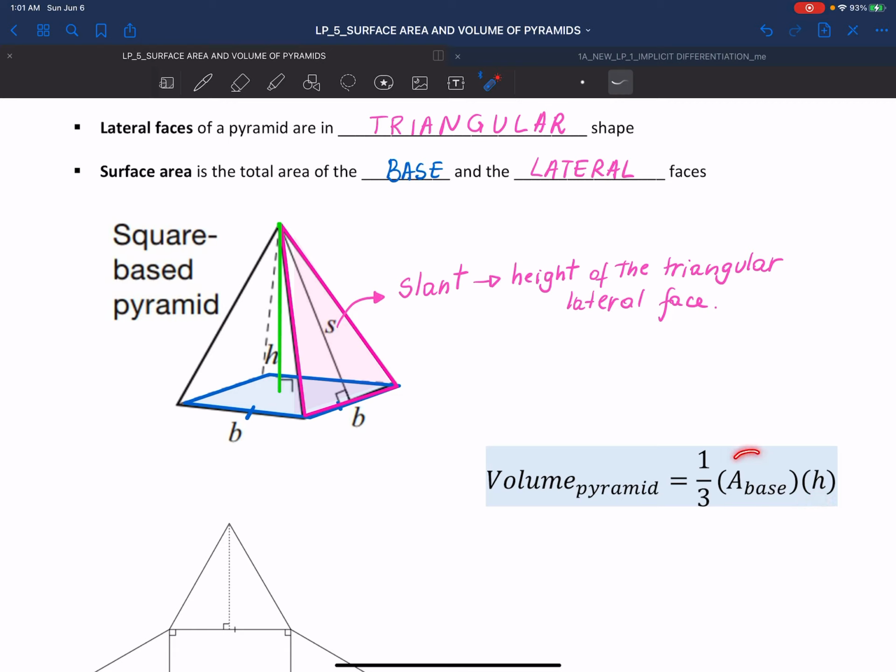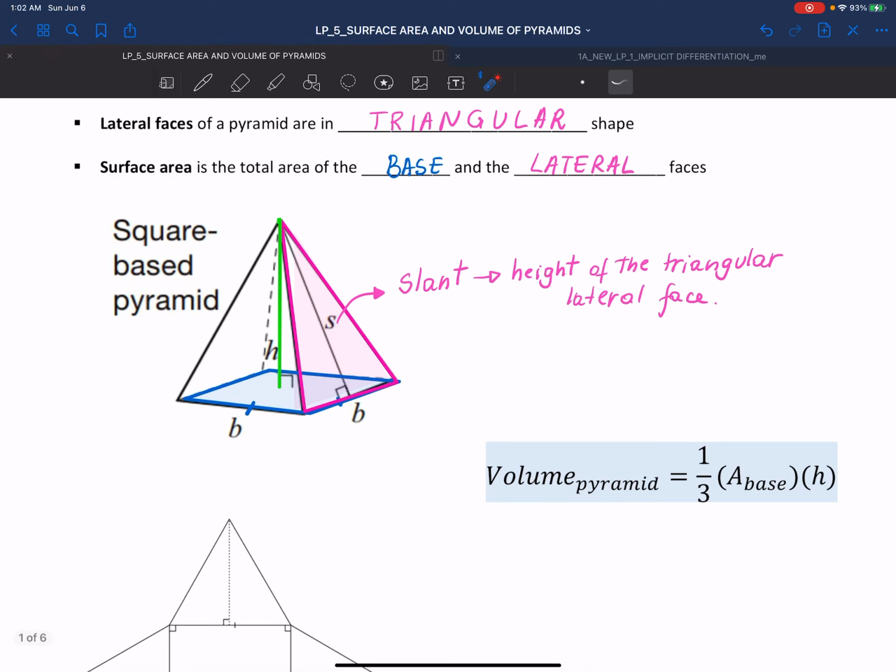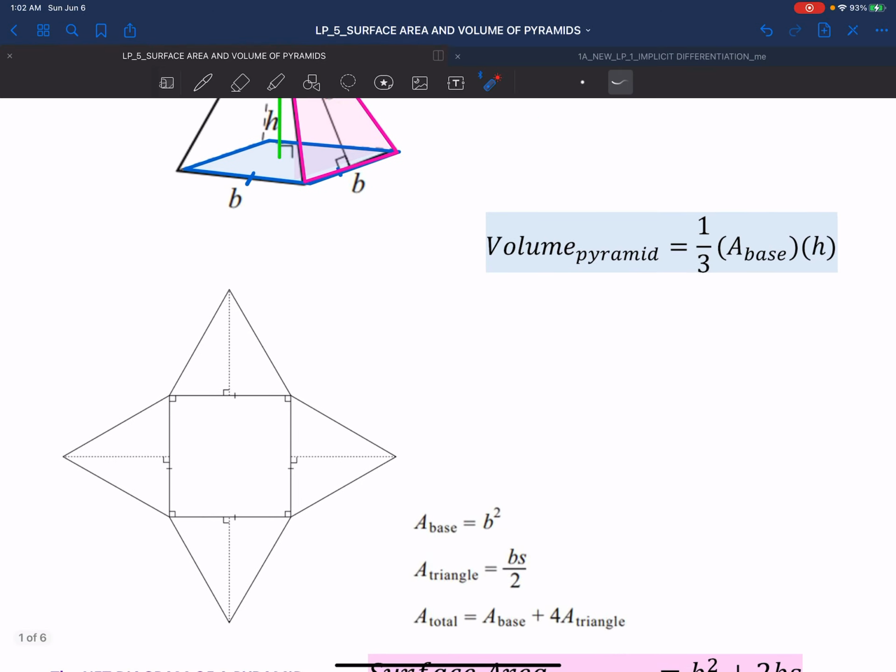Now remember that for the area of the base, we have to consider the shape of the base. So if it is a square, then the area of the base will equal b squared. But if it is a triangle, we have to use the area of a triangle formula. If it is a more complicated polygon, then we have to break down the polygon into smaller shapes and find the area.